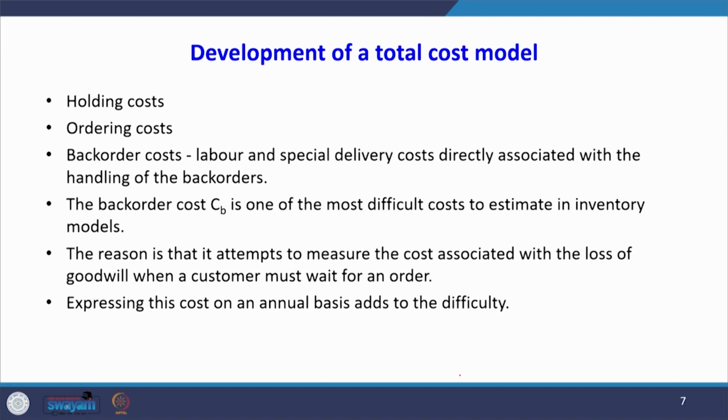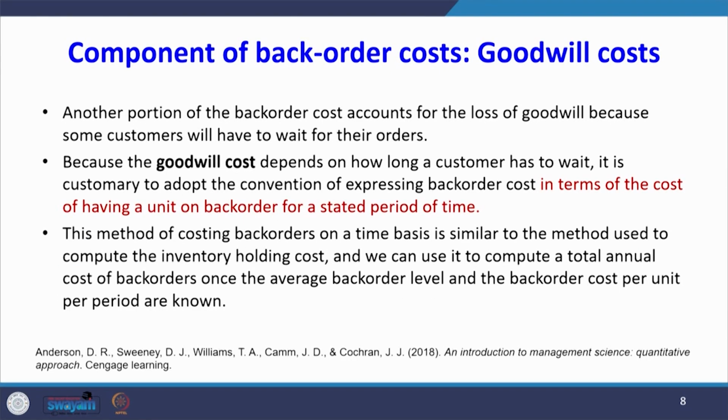So, the back order cost, denoted as CB, is one of the most difficult costs to estimate in inventory models. The reason is that it attempts to measure the cost associated with the loss of goodwill, which is a perception only, when a customer must wait for an order, because we cannot quantify the loss of goodwill. That is why we say that measuring the back order cost is very difficult. So, expressing this cost on an annual basis adds to the difficulty. Because of this, loss of goodwill cannot be measured. Component of back order cost, that is the goodwill cost.